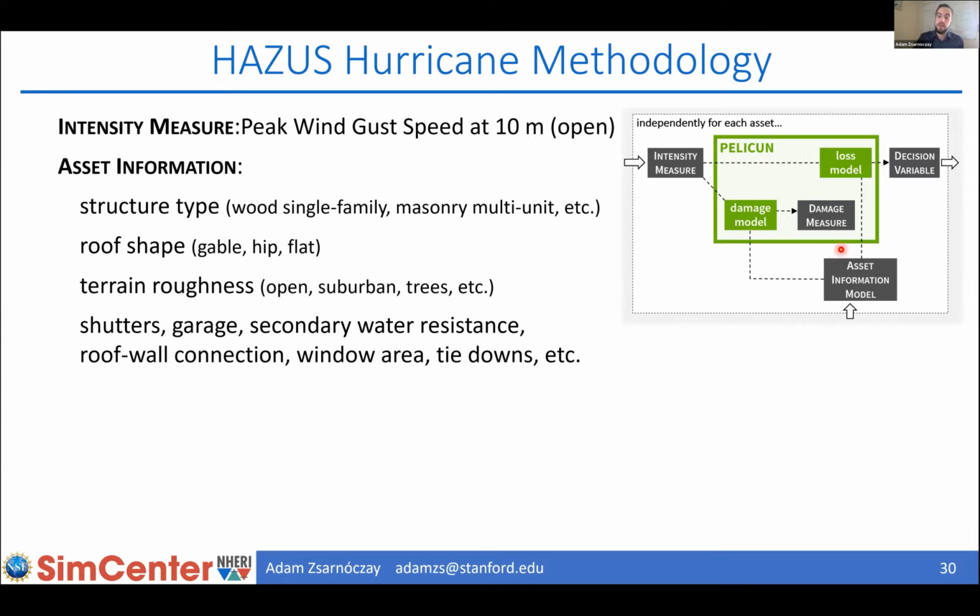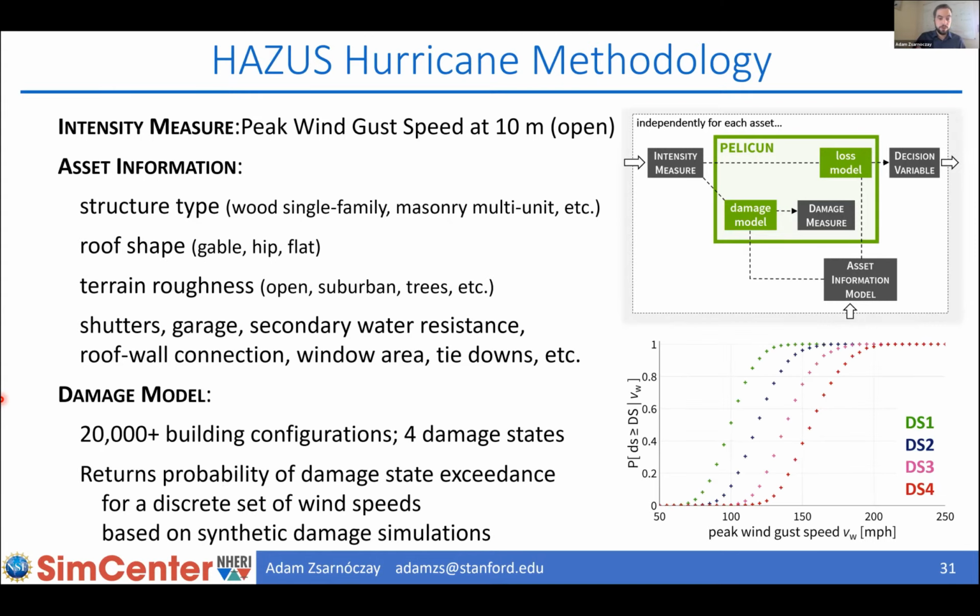And then we need asset information. For those of you who might have an earthquake background and saw the HAZUS earthquake methodology, this is a bit different because we have a lot of information that we need about the building. It's not enough to know that it's a wooden house with 1 story, but we need to know the structure type, the roof shape, the terrain roughness around the building, and then a lot of other parameters. I did not even list them all. You can see like secondary water resistance or the area of windows, tie downs, and so on. We need to know all of this to be able to identify which fragility curve to use. And then once we do that, we can pick one out of the more than 20,000 fragility curves in HAZUS.